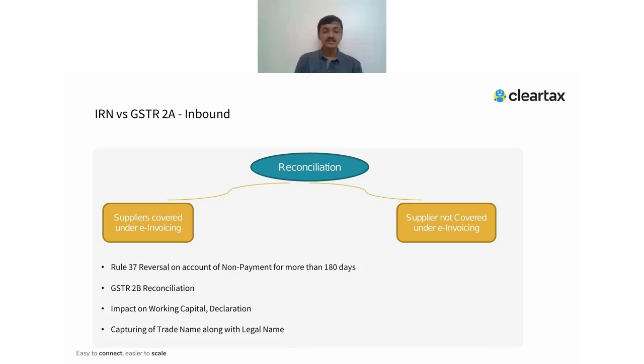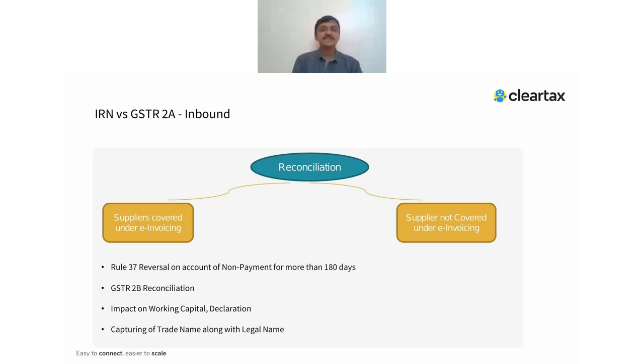The next one would be, as usual, the Rule 37 reversal on account of 180 days non-payment. Right. So if I have not made the payment to my vendor within 180 days, then the credit which has already been claimed has to be reversed. So we'll have to take proper care of it, with the credit which has already been taken and the reconciliation which is there even today also.